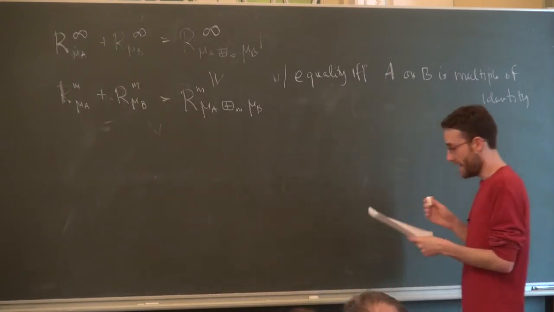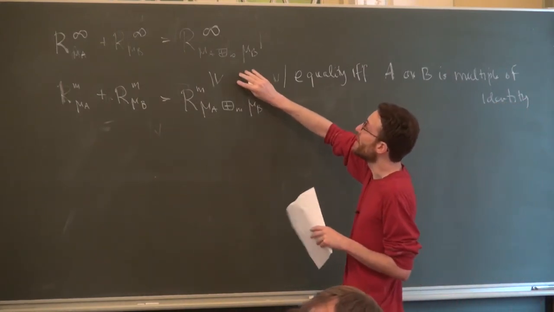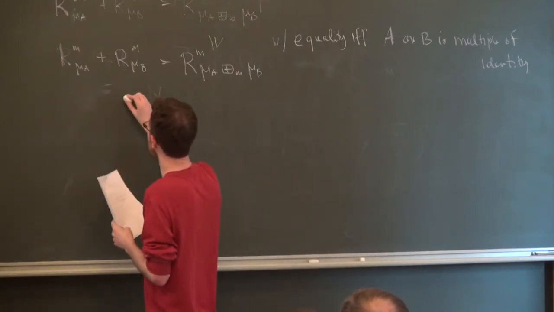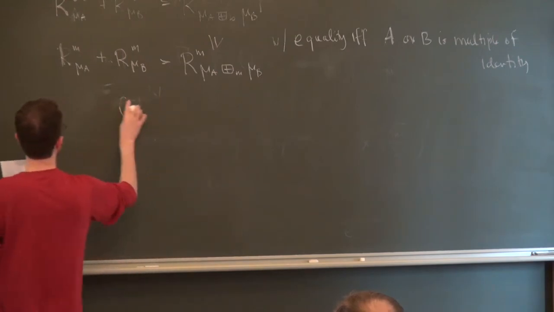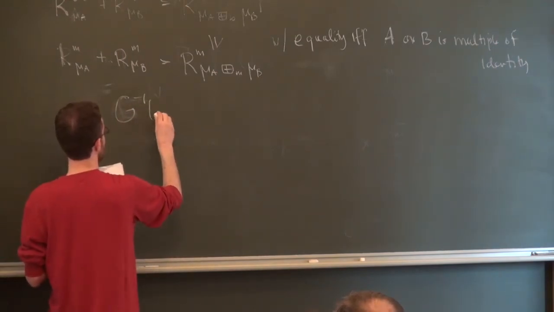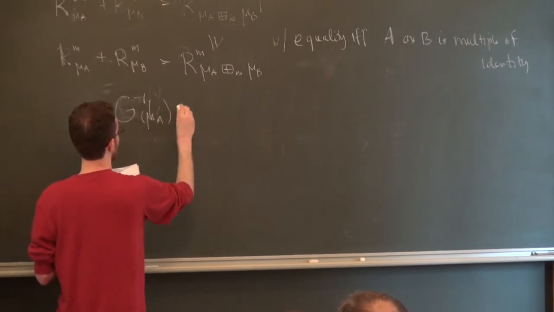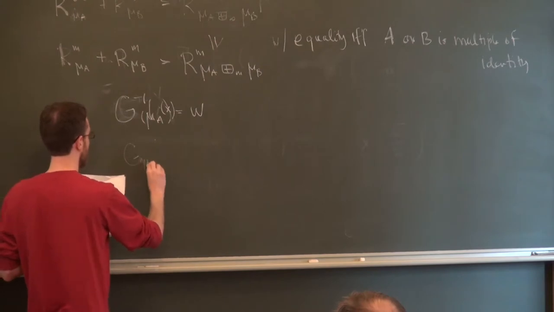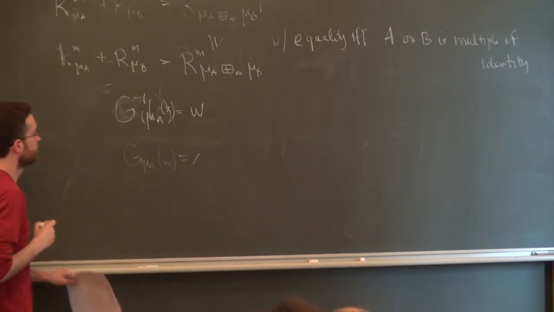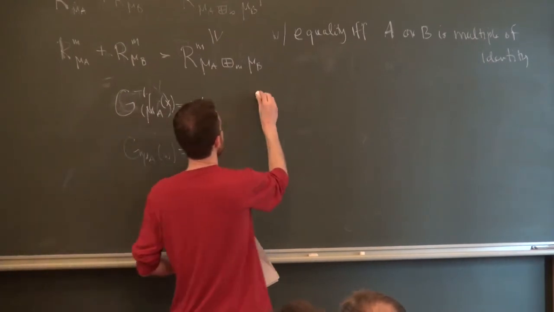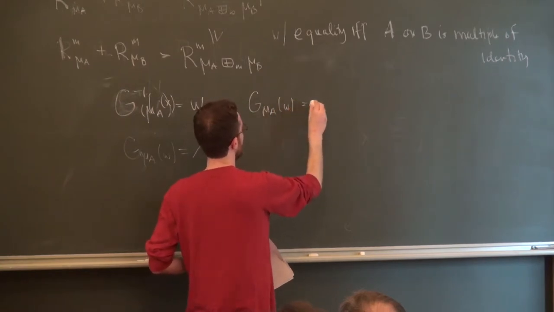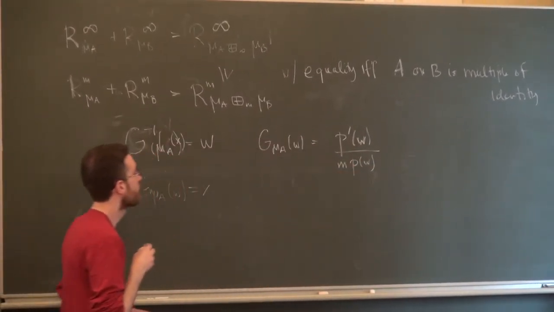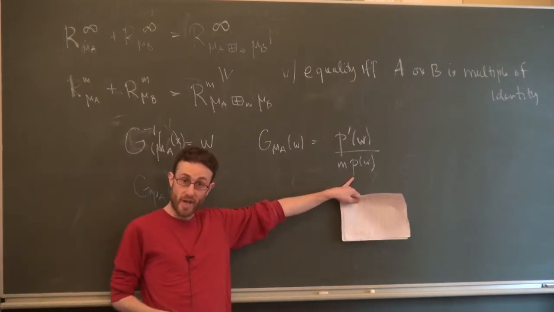smaller than this. And I claim that this tells you an inequality about roots of polynomials. So let me show you. So remember that G inverse, so let's let G inverse of mu of A of X be W. This means that G mu A of W equals X. But in this case, G mu A of W is P prime of W over P of W times M, where P is the characteristic polynomial of A.